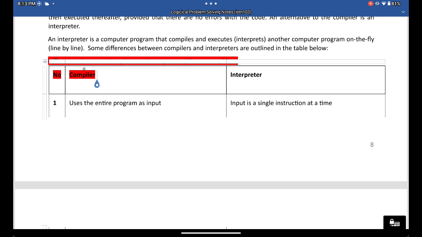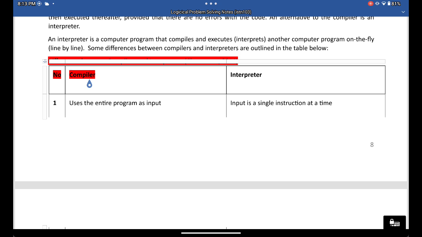As I said, the compiler works by translating the whole source code one time. The interpreter works by executing the code line by line. So if you write, for example, print A plus B, it'll execute that one time. The next line you write, it'll execute that one time too. So when you write a line and there's an error, it'll tell you right then that there's an error.